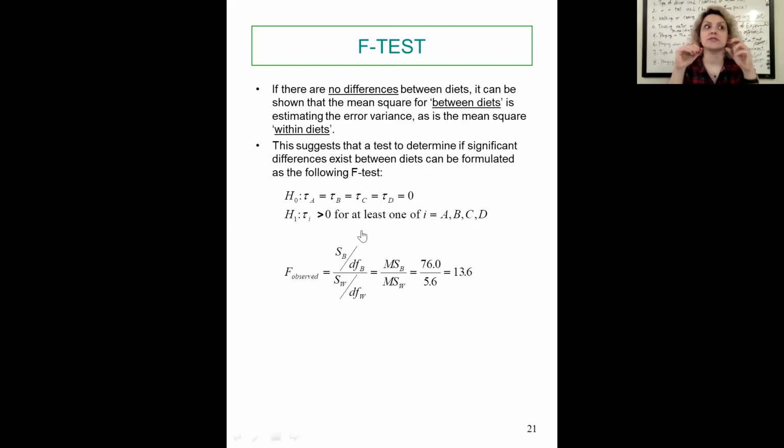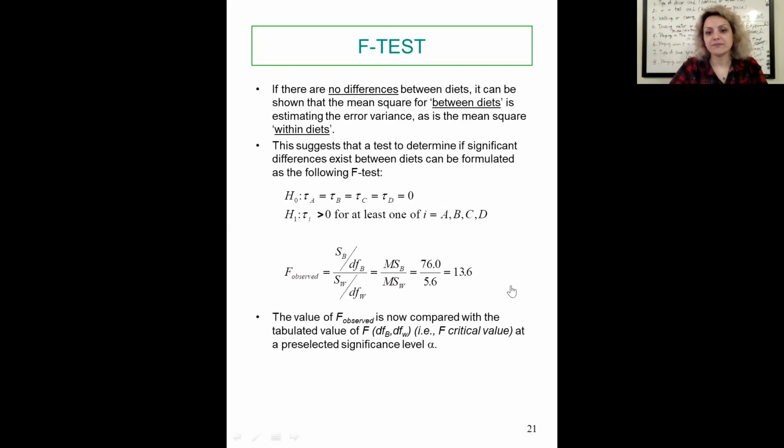So before we said that it's MSR over MSE for the F observed, but here in the ANOVA table we have the MS of the between treatments and the MS of the within treatments. So F observed is going to be MS between treatments over MS within treatments. In the example that we had, we just divide them, and it is going to be 13. So you can find the F from the table here as well.